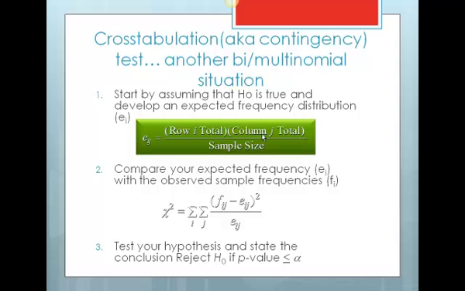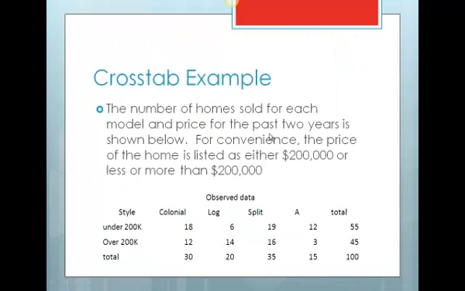Now, you'll notice that the equation looks slightly different here because it has a double summation. That just means sum over both i and j, so i indicating the row that you're using and j indicating the column that you're using. But again, we're following the same exact process. So let's look at our example.